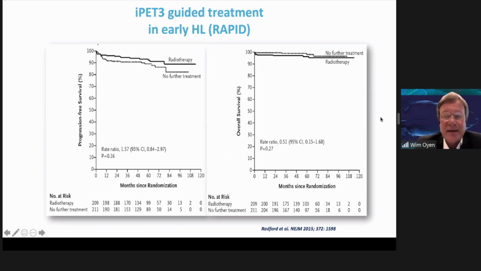And this was taken further in the RAPID trial that was published a couple of years ago in the New England Journal, where it was shown that in the PET negative group, omitting radiotherapy basically didn't affect the progression-free survival or the overall survival, especially overall survival. With a very long follow-up of 10 years, you can see that there is basically no difference in the PET negative patients.